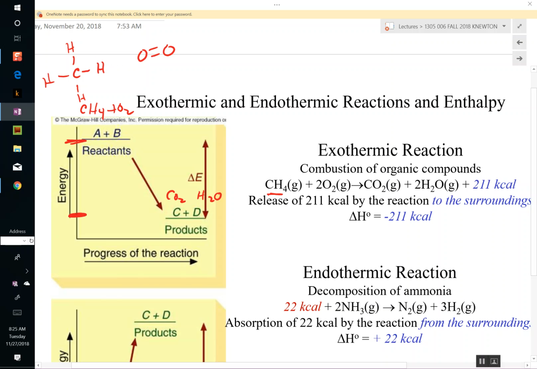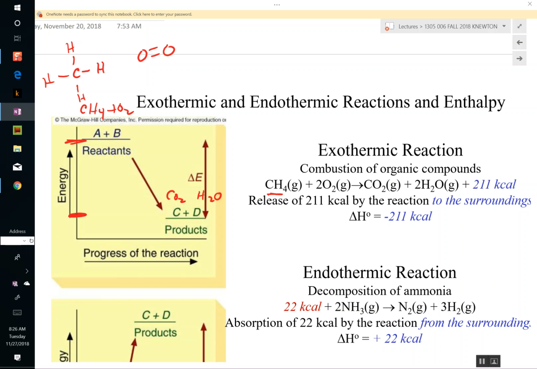They're going down to actually more stable compounds. Methane is not a very stable compound. You know it isn't. If the room's full of methane, we have to leave because it's an unstable compound. It wants to go down to a more stable carbon dioxide and water.